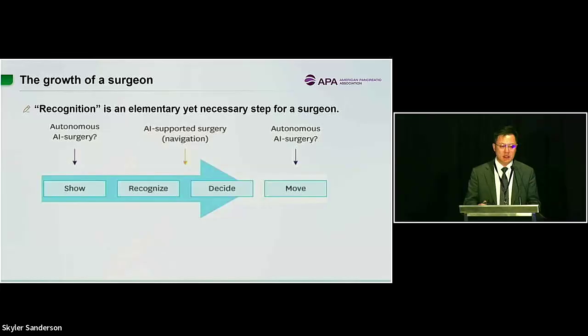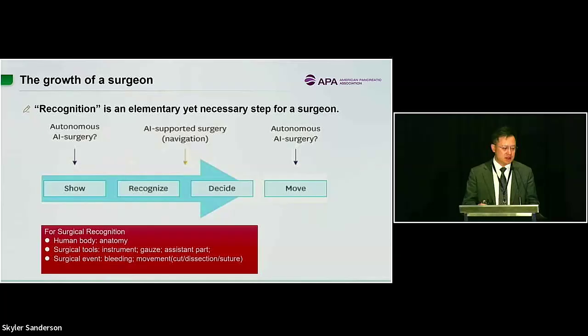But if we think about how a machine can learn this, we can divide it into several steps: exposure, show, recognize, even decision making. Also, we have a lot of manipulation by the surgeons. So I think for surgical recognition, not only for human beings but also for machine learning, we have a lot of elements. So the first is the human body structure.